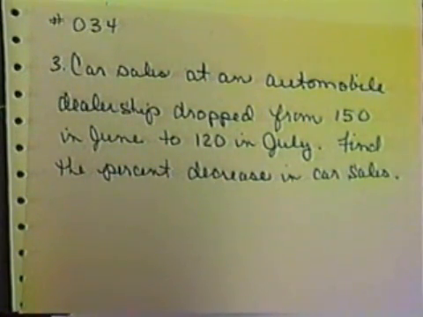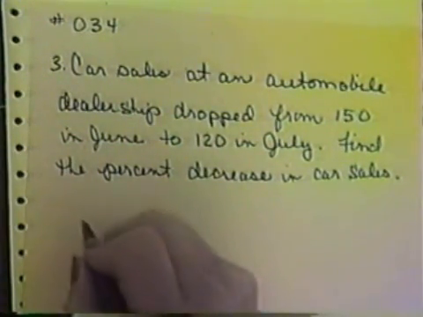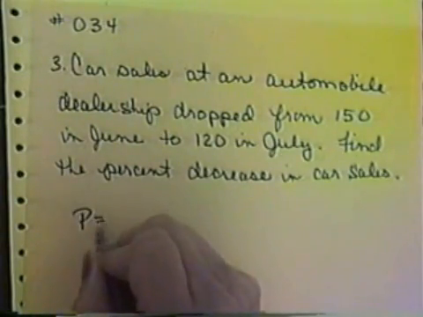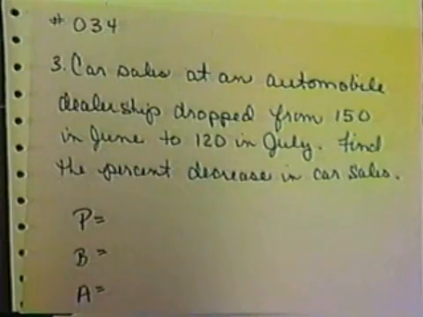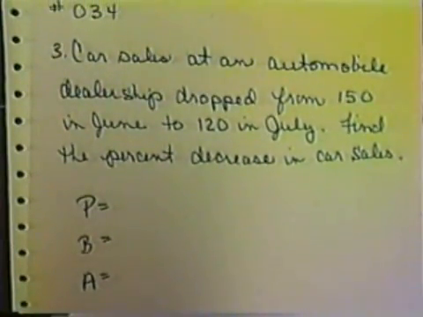Okay, we're looking for the percent decrease. So we're going to have to identify our percent, our base, and our amount. Again, they're looking for the percent decrease, so that must be our unknown.